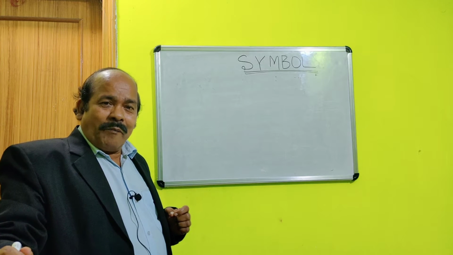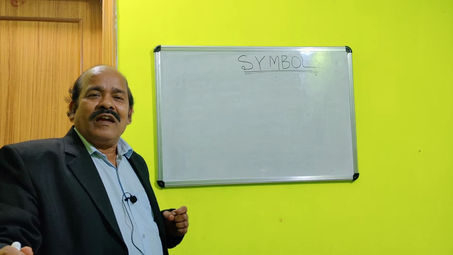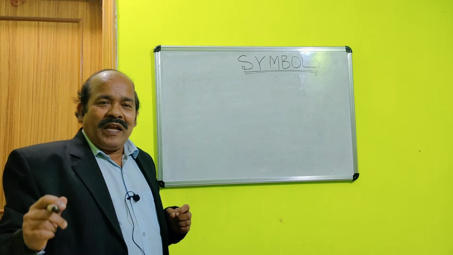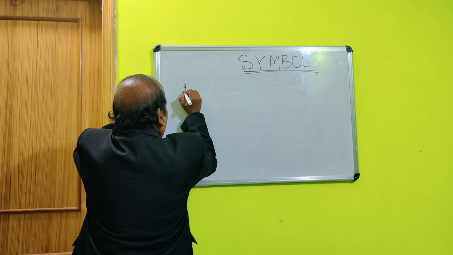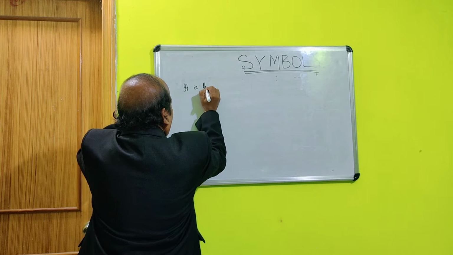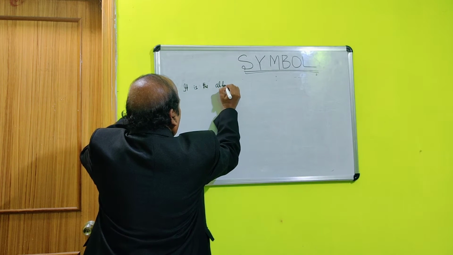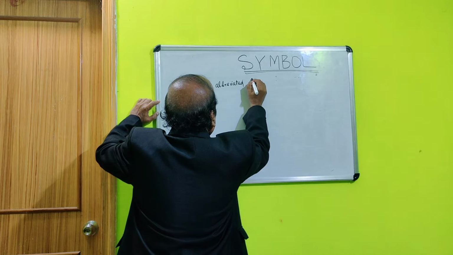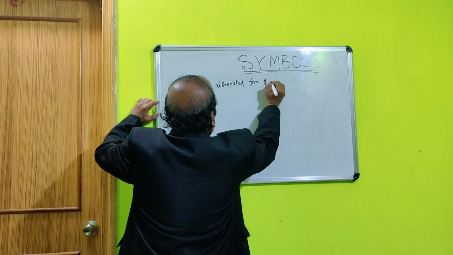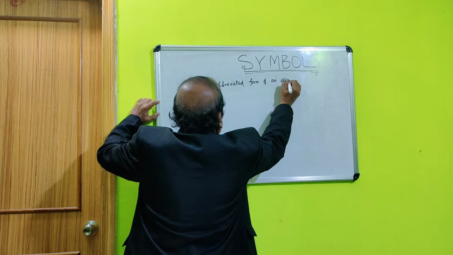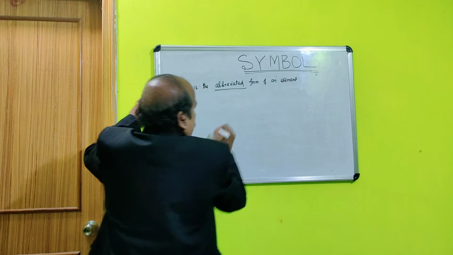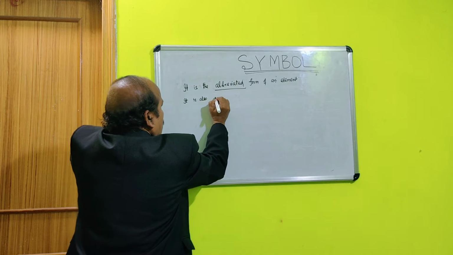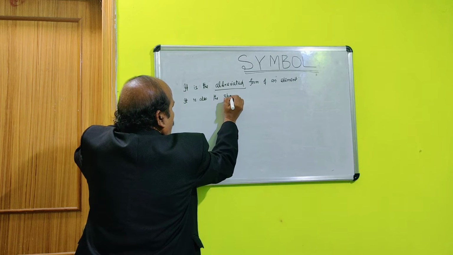Now, the topic today is very preliminary, for beginners, about symbols. A symbol is the abbreviated form of an element. It is also the shortened form.